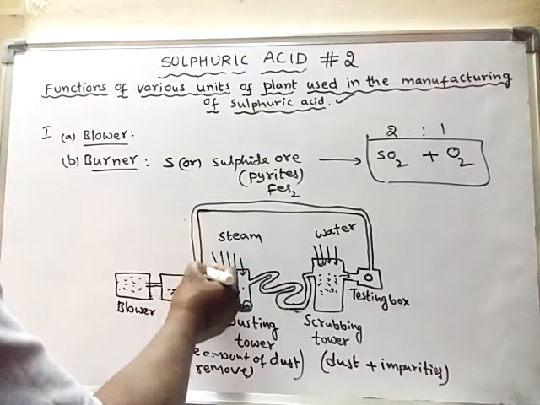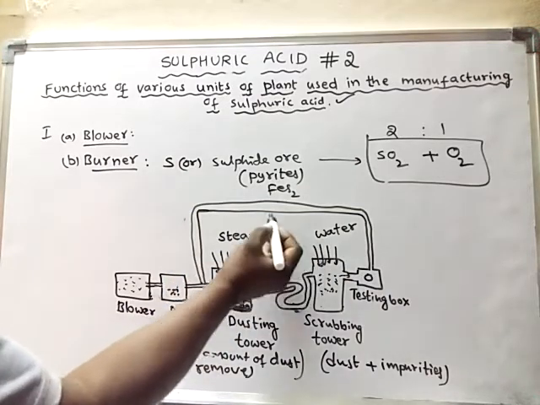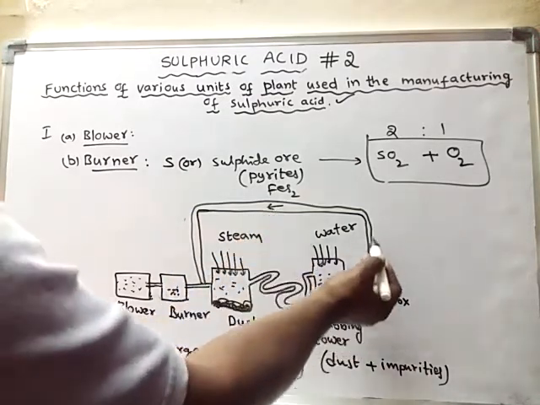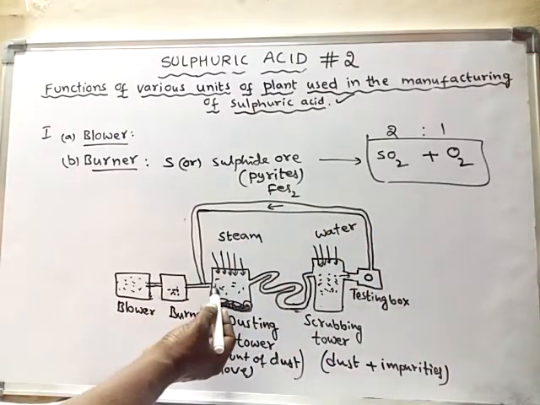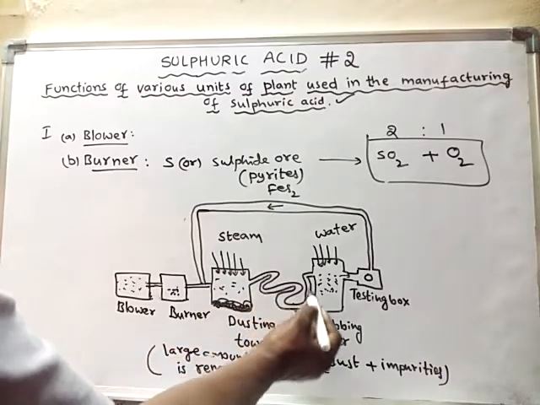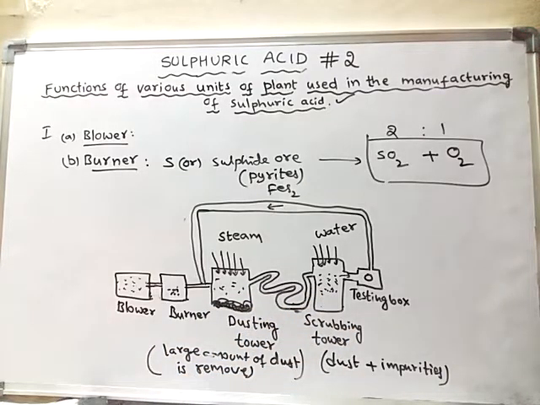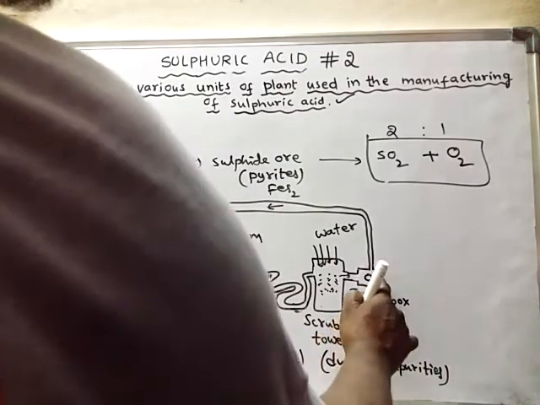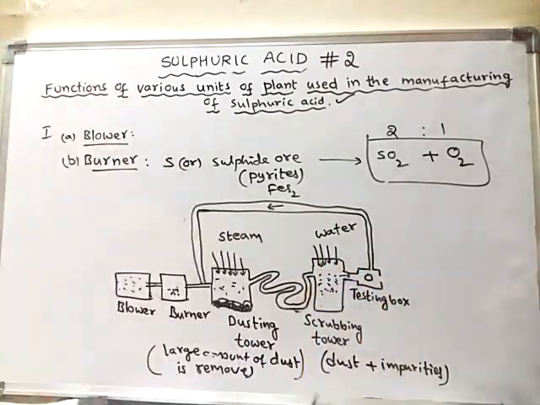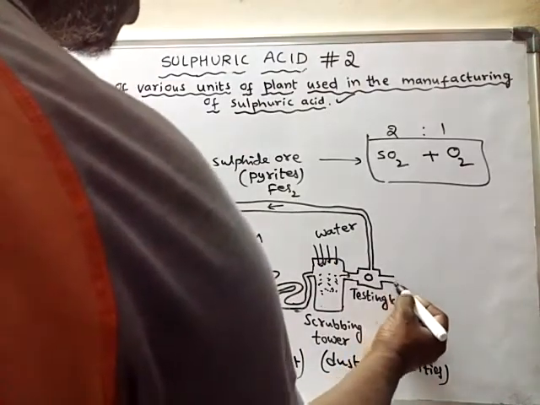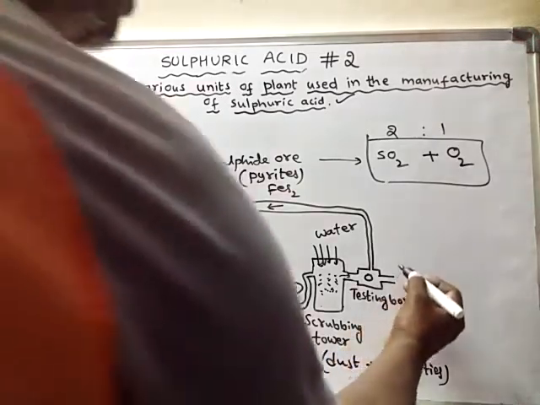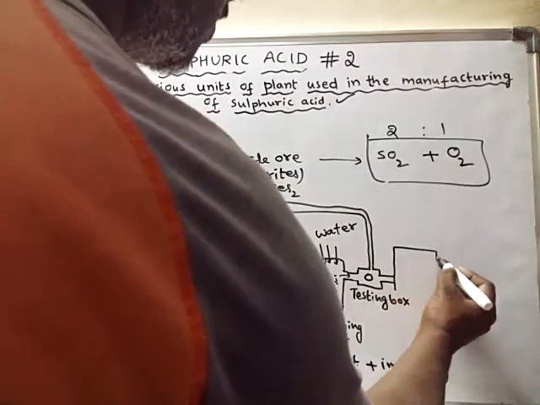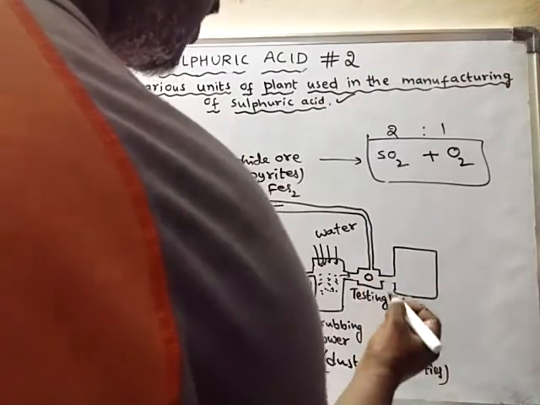If there are any impurities, some of the gaseous mixture will come back, and again the same process will take place, until no impurity is present. After it is detected that there is no impurity, the gaseous mixture is passed into another tower known as the absorption tower.